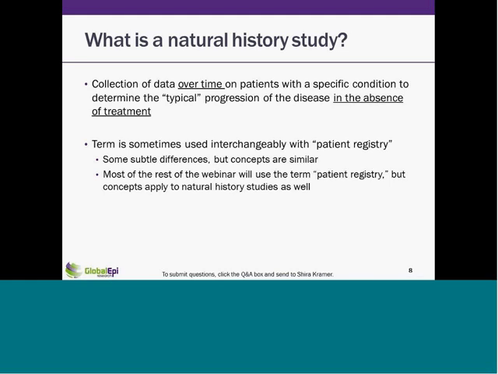So as we just discussed, one of the major benefits of a patient registry is that it can be used to collect information on the natural history of disease. A natural history study is the collection of data over time to determine the typical progression of the disease in the absence of treatment. This information is very important in order to identify endpoints for the development and evaluation of therapies, and of course this information is required in order to obtain FDA approval for drugs.